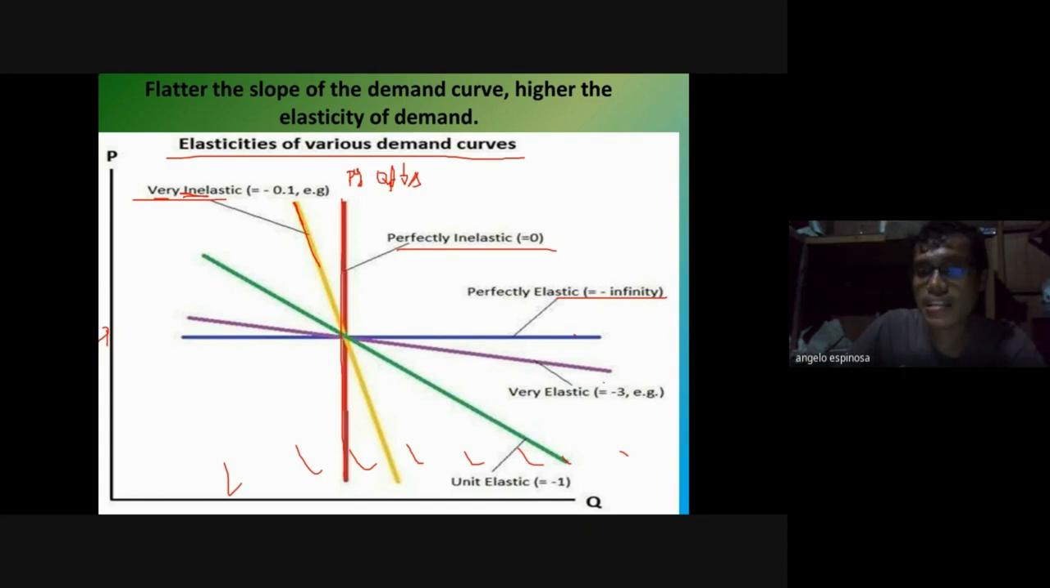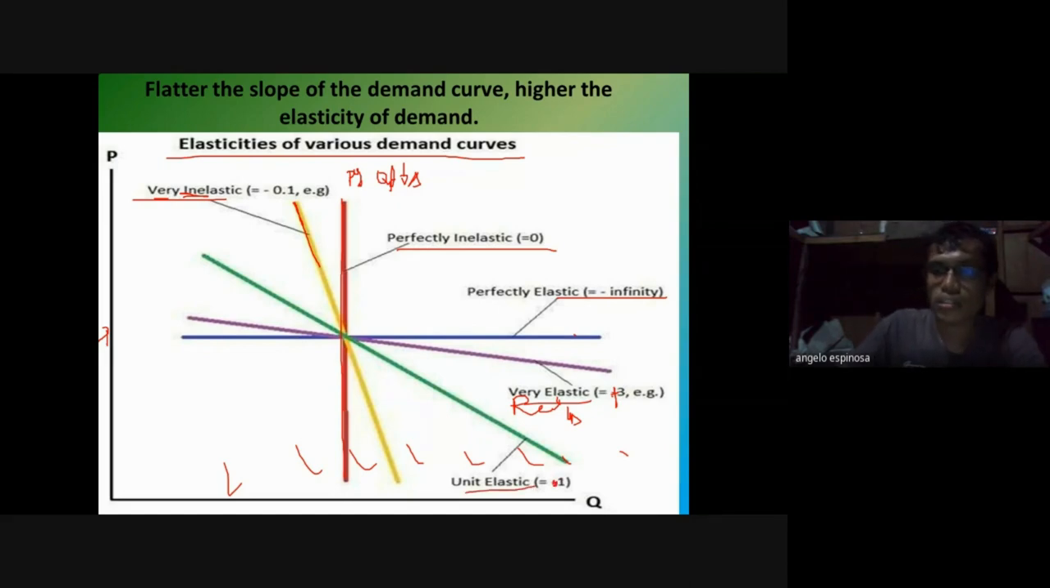Pag sinabi mong very elastic, that is being relatively elastic. So greater than 1. That is positive 3, that is greater than 1. So more than 1, okay? So that is very elastic. Ibig sabihin, nagkakaroon ng greater sensitivity. Sensitive siya sa nangyayaring kahit konting pag-change sa percentage ng price, may malaking epekto doon sa quantity demanded. That is relatively elastic. Pag sinabi mo namang unitary elastic, that is equals to 1.